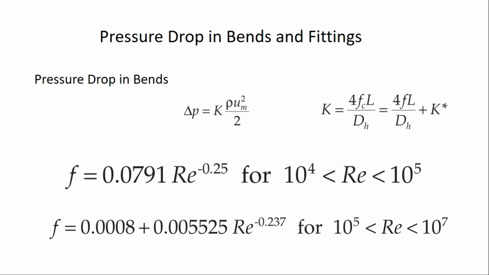So this K static represents the combined loss coefficient other than the friction losses, right? This friction factor is ultimately connected with the Reynolds number with the given ranges. If the Reynolds number is in between this range, you have to use this formula for the friction factor, then put the value of the friction factor in this formula, and you will get the value of K. Put the value of K in this formula, and you will get the value of the pressure drop, right?